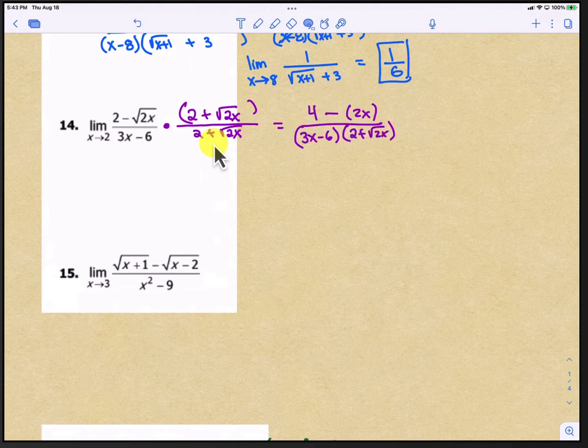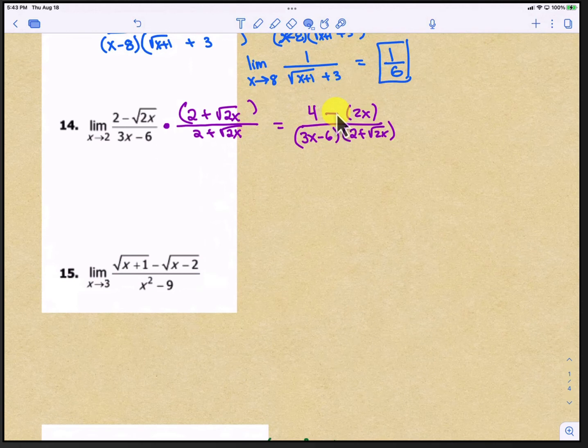The next thing is to distribute, and of course we'll do the 2 times 2, that's going to make 4, and then 2 times the radical and 2 times the negative radical cancel out. So then what's left is the negative radical times the positive radical, and that's just going to give you the 2x without the radical, and that's going to be a minus in the middle.